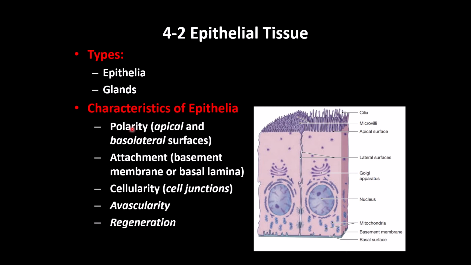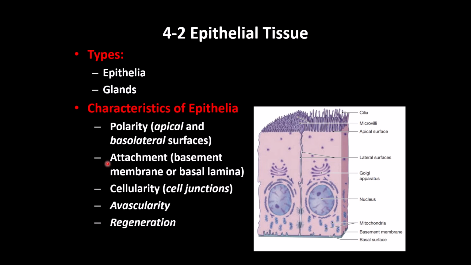The first one is called polarity, which means that one side is different from the other side. As you can see here, you can have microvilli or cilia. This is on the internal side, for example, in the walls of the hollow organs. On the other side, you have a basement membrane, called the basal surface, which connects epithelial tissue to a connective tissue, or you can have another epithelial tissue here. So these are two different surfaces, which are a little bit different.